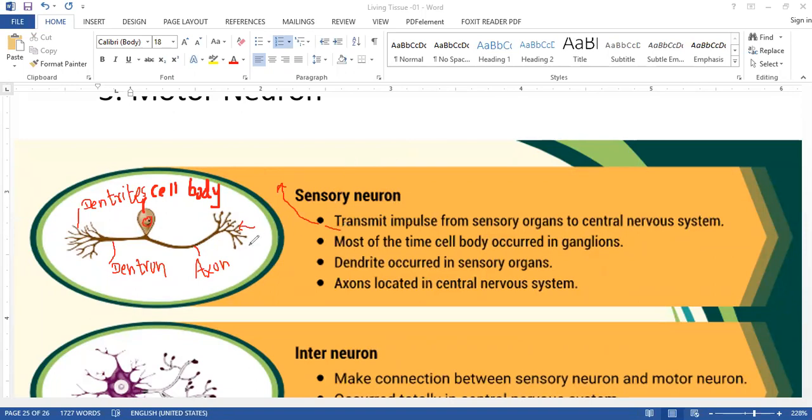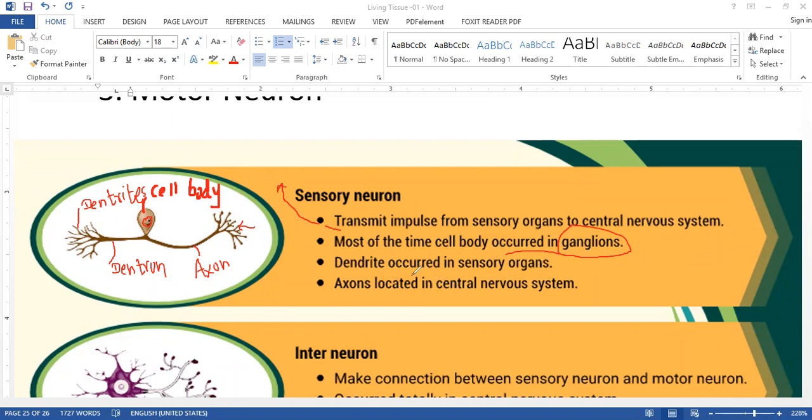The first feature, if we look at this one: most of the time, the cell body occurs in ganglions. Ganglion is a word you may get confused about. Ganglion means in Tamil, நரம்புத் திரள். If you look at the picture, the cell body is present in the center. The dendron and axon look like the same length. And I will also talk about this ganglion.